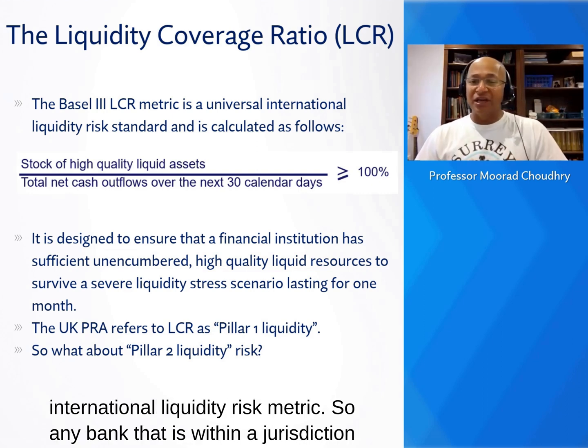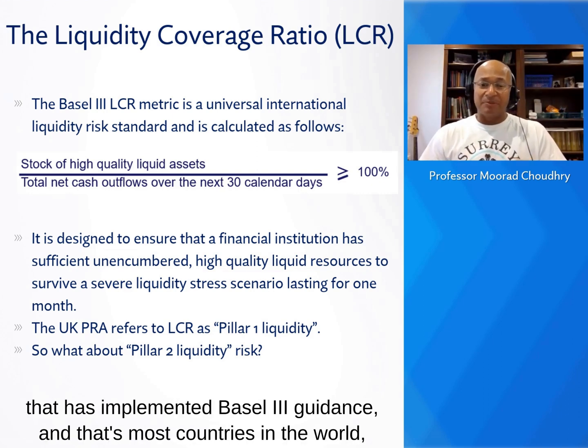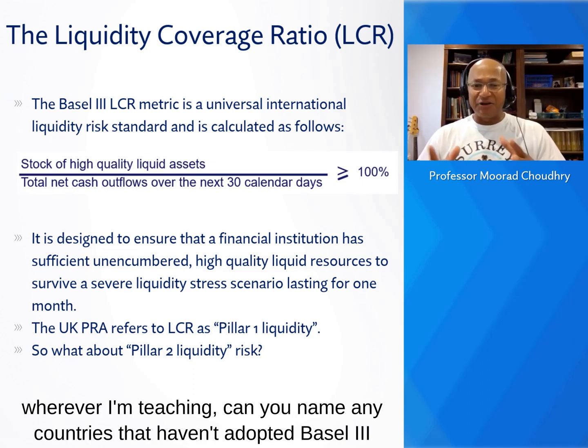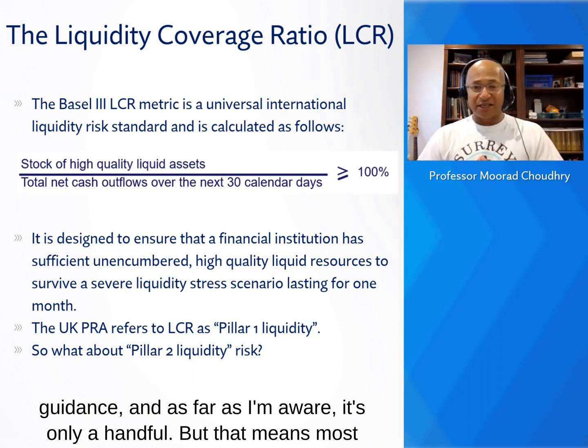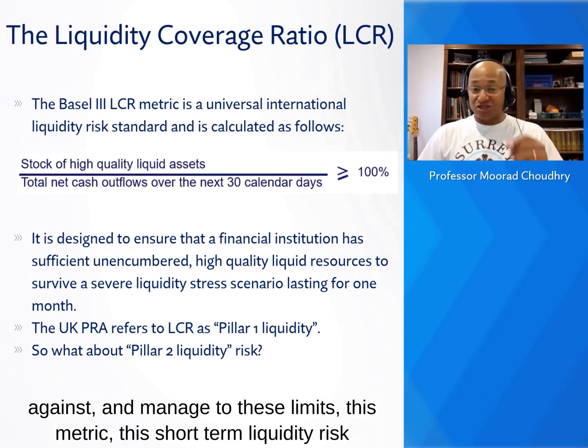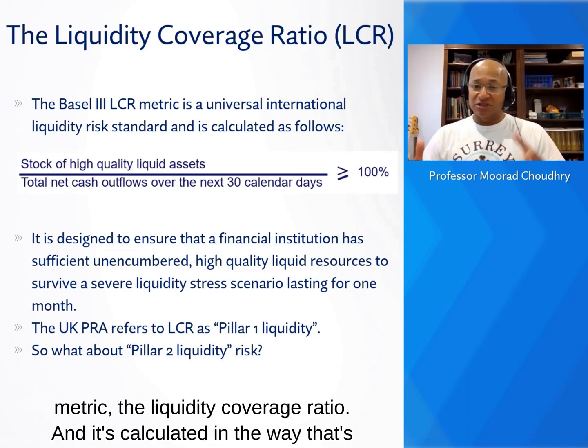Well, it's a universal international liquidity risk metric. So any bank that is within a jurisdiction that has implemented Basel III guidance, and that's most countries in the world. I always like to ask as a pub quiz question whenever I'm teaching, can you name any countries that haven't adopted Basel III guidance? And as far as I'm aware, it's only a handful. So that means most banks in the world will be obliged to calculate and report and put limits against and manage to these limits this short-term liquidity risk metric called the liquidity coverage ratio.